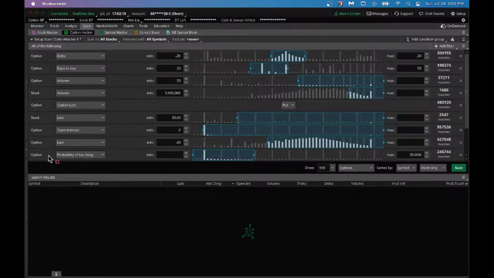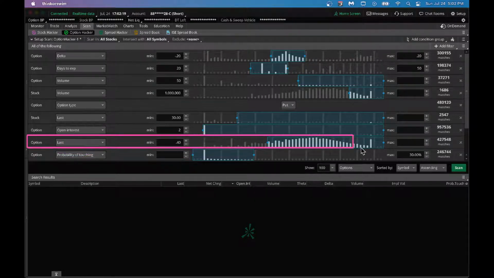And next is the last, or the price of the option. If the option price is less than 40 cents, typically I'm not too much interested. I want to generate at least $40 in this premium selling.